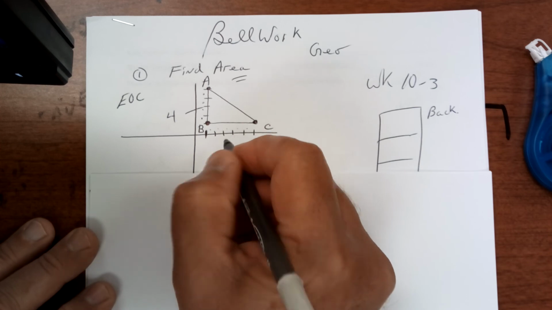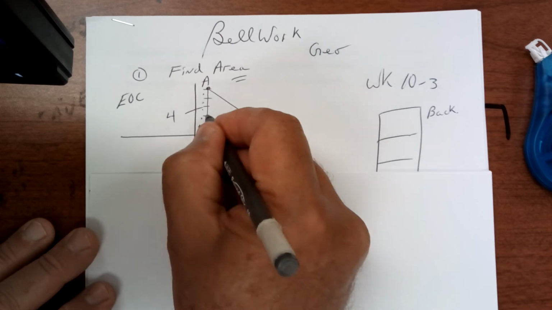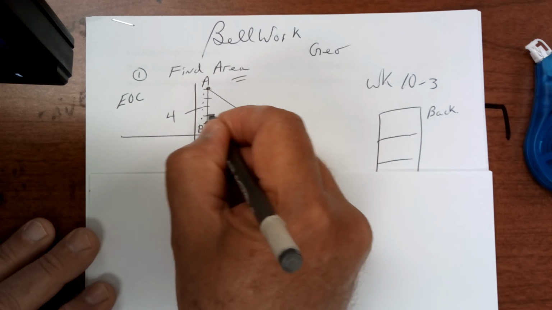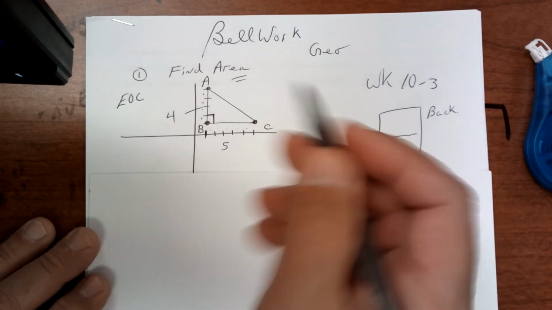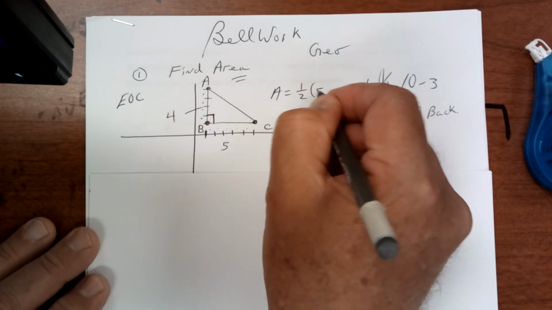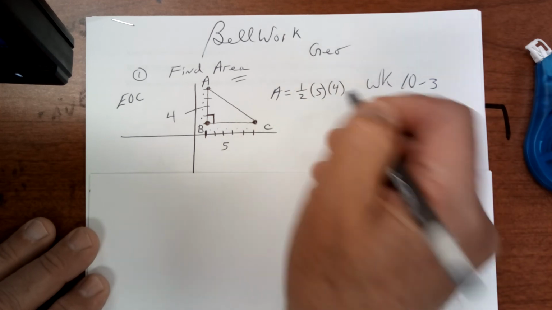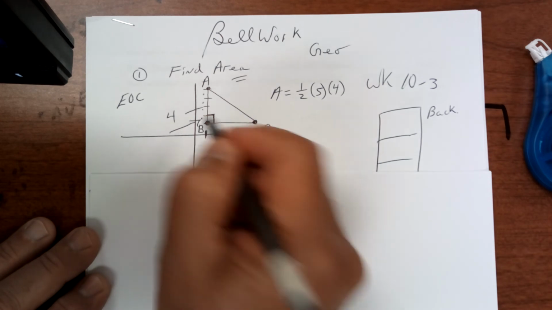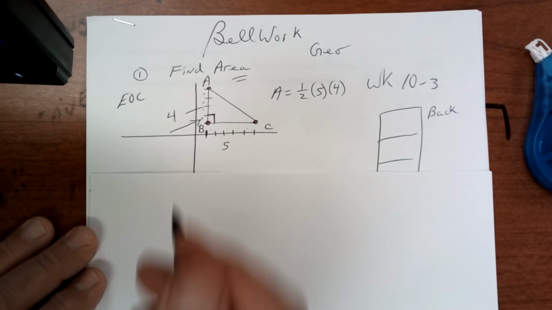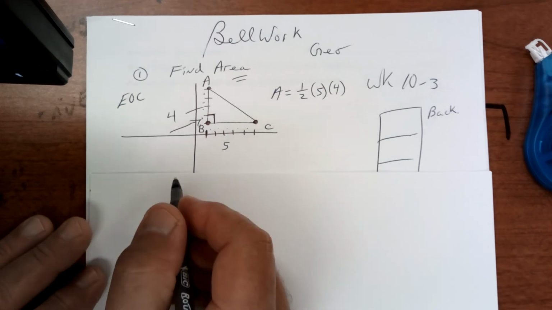Now, this appears to be a right angle. It has to be a right angle to do what we're about ready to do, which is area. So area equals 1/2 the base times the height. Question is, how do we know for sure if that is a right angle? So that is the thought question for today.